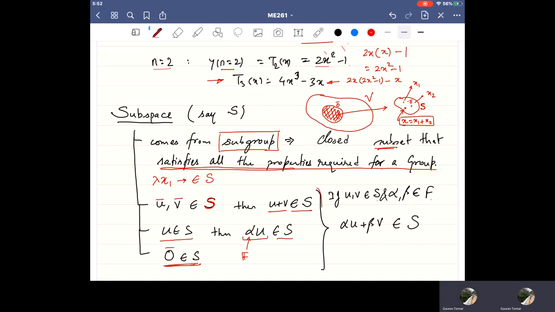Putting together, you can call a subset a subspace if alpha u plus beta v belongs to S, where alpha and beta belong to the field F, and the vectors u and v belong to the set S. So together, you can write these three properties in this form. If this particular condition is satisfied, then you can call a subset a subspace.